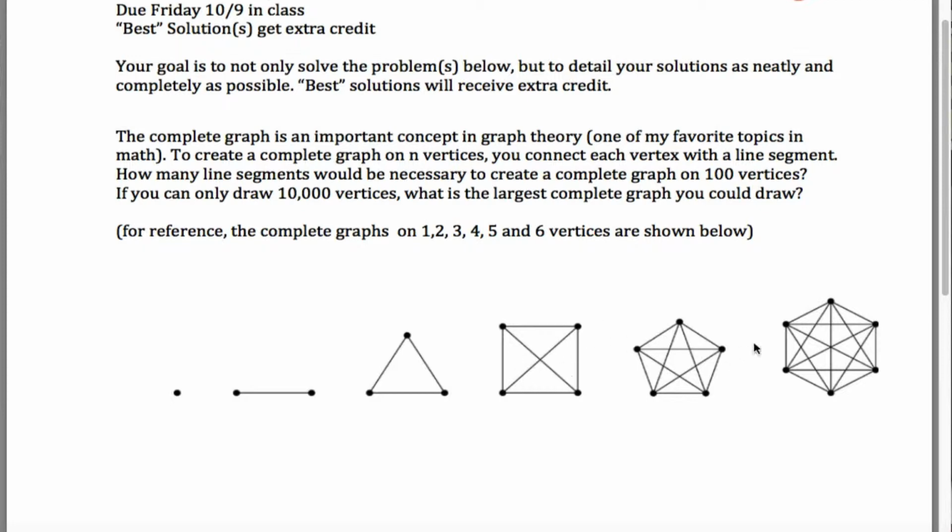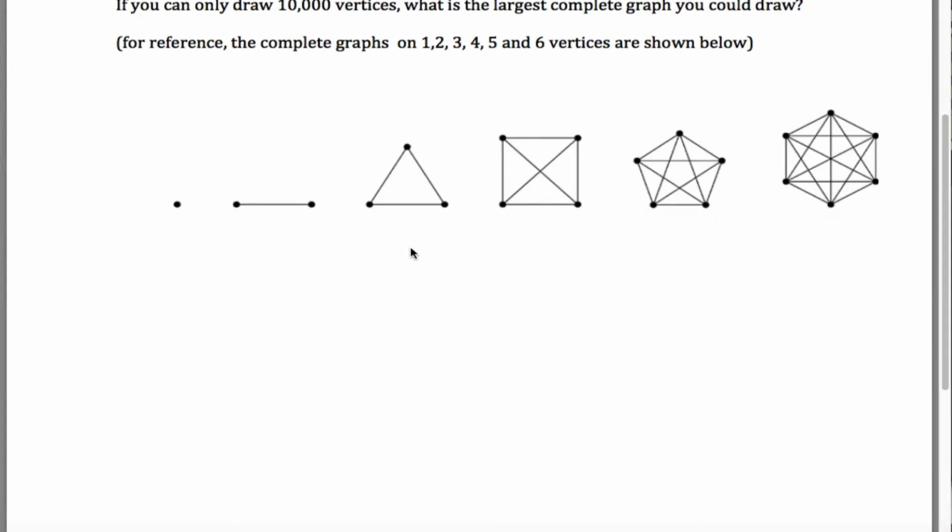And there's a little bit more to that. You have to put the vertices in the correct spot. You can think about it as putting them on a circle and then connecting them all with straight lines. At any rate, the question is, how many lines would you need to connect all the vertices? So let's see, vertices, lines.